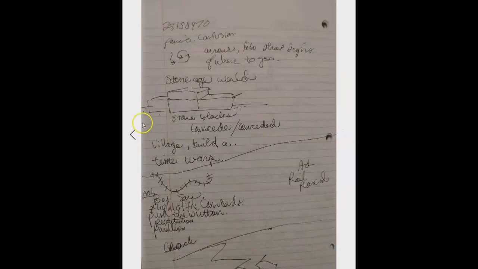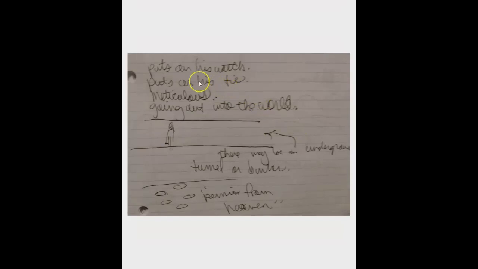Let me go back. But it's someone, if this is the same person, puts on his watch, puts on his tie, meticulous, going out into the world. He's going through this underground tunnel or bunker. Seemingly, he's underground here. I don't know. This is definitely strange. Are we sort of straying a little bit here? I don't know. But pennies from heaven, it's gifts from above, or unexpected gifts.